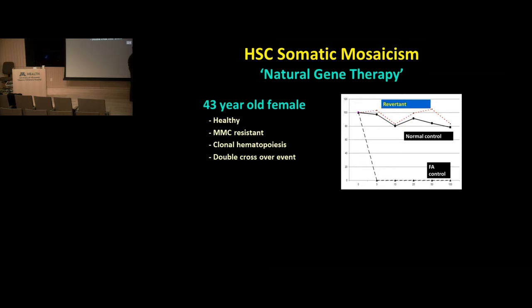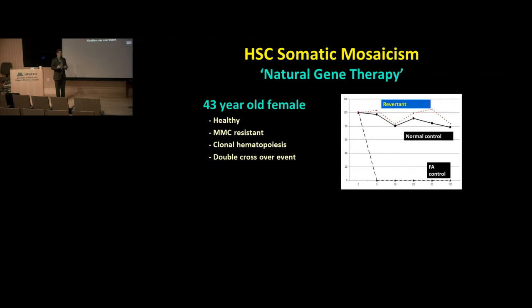So incubating the bone marrow cells in mitomycin C, at the first dose you see that there's complete obliteration of the bone marrow colony forming capacity. And yet look at the sister. She's in the red dotted line. She is resistant to mitomycin C, and she's just like the normal control. So what happened to her? So she has FA. In fact, when I check her skin biopsy, she's completely FA.